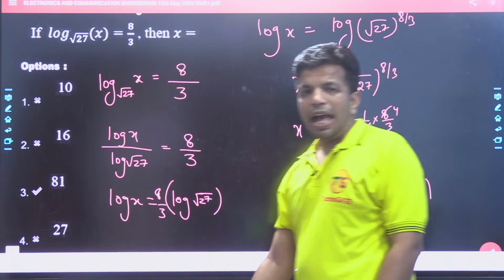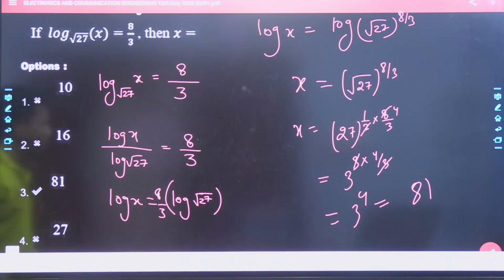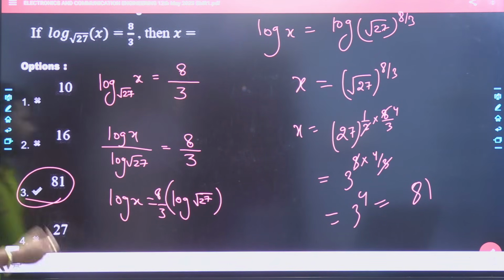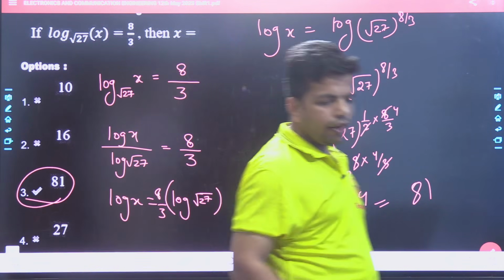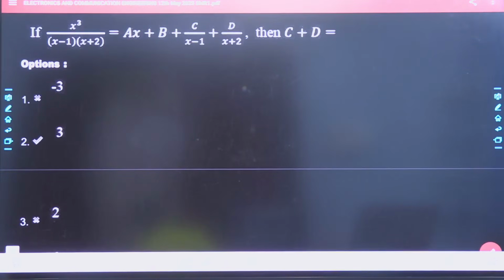So it's a simple calculation. You need to do the calculation. You got your answer, and the answer is simply 81. So you can go with answer 81. Are you getting that point? Let's move on to the next question.